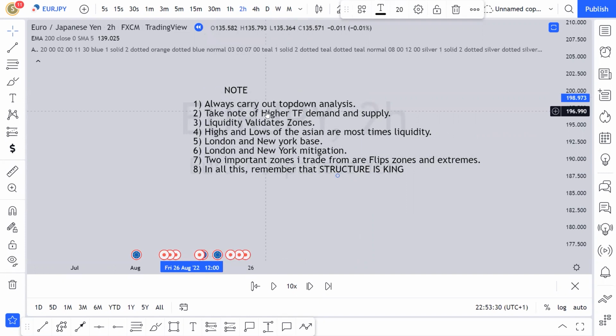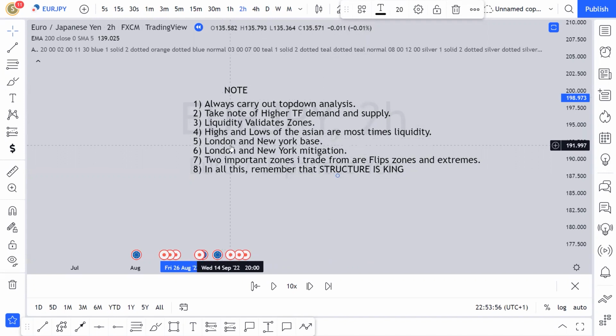Second thing you want to take note of is that you highlight your higher time frame demand and supply. They are very, very important zones that you need to take note of. It allows you to swing. Thirdly, have it at the back of your mind liquidity validated zones. Number four, highs and lows of the Asian range are most times liquidity. Not 100% of the time, but most times they are liquidity.